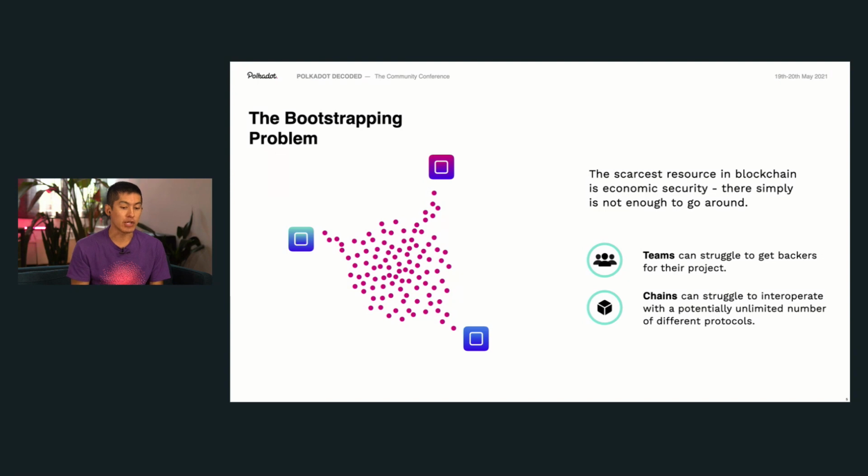But the multi-chain future is not a really easy one to reach. There's ultimately a bootstrapping problem. I mean, the blockchain community today is not that big yet, and each new layer 1 blockchain that goes live kind of pulls from the same pool of people to try to build up support. Teams can struggle to get backers for their project, recruit node operators that secure their chain, and the chains themselves have to basically struggle to support interactions with existing and even future blockchain systems. It's a problem that's very, very hard to solve.